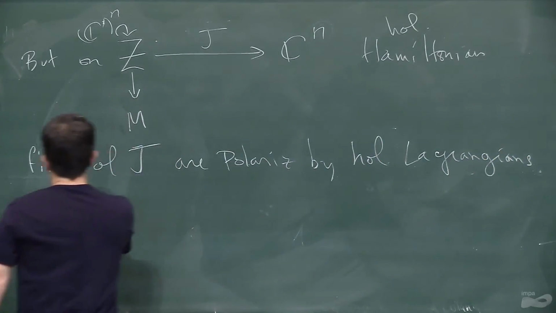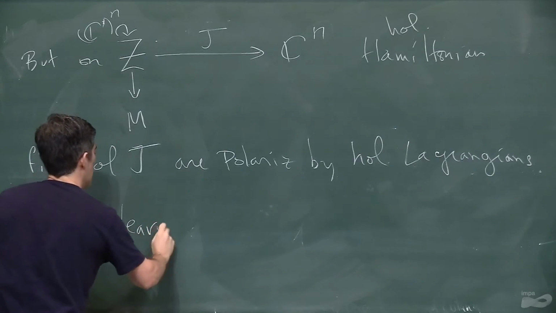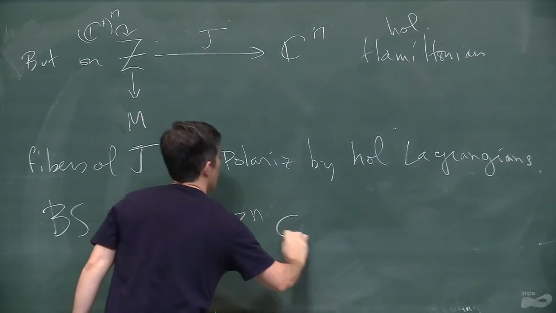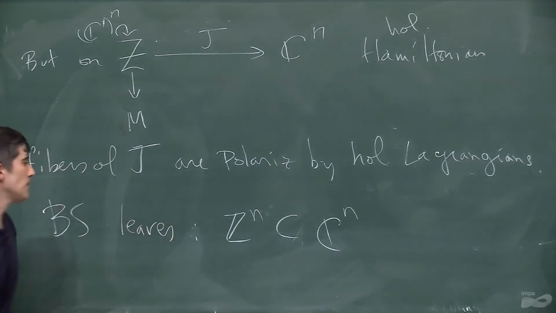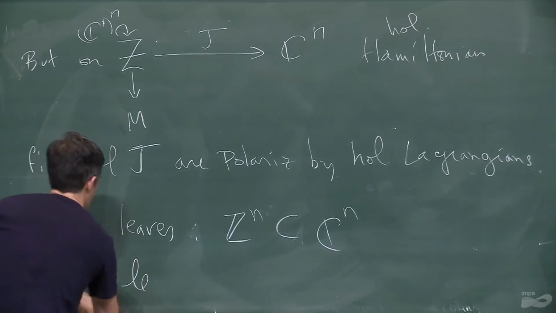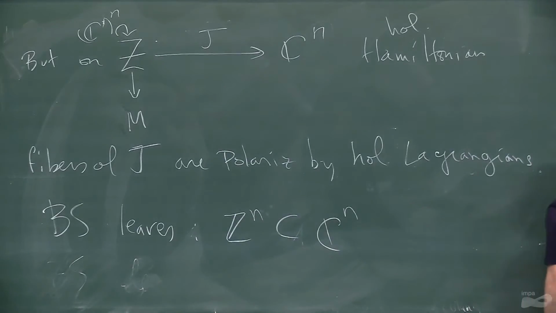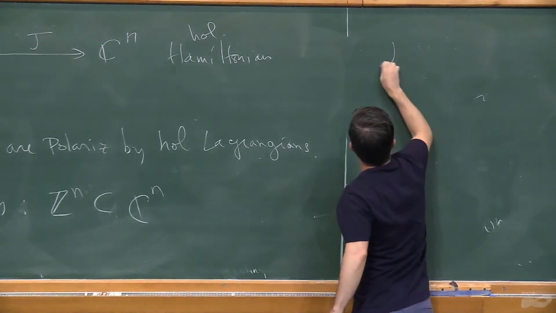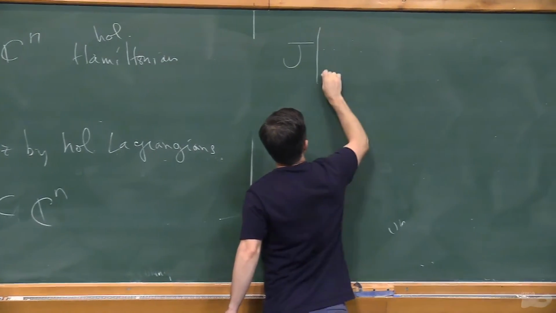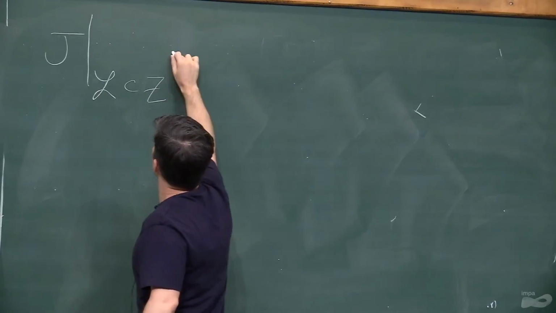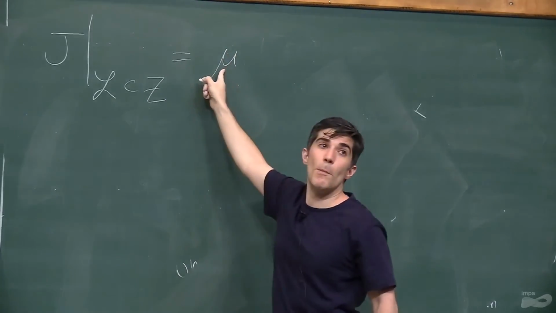are a polarization by holomorphic Lagrangians. And the Bohr-Sommerfeld leaves are exactly the values of the moment map, which are Z^n sitting inside C^n. And the key point is that if I take J and restrict it to the Lagrangian which sits inside Z, what I get is the original moment map.